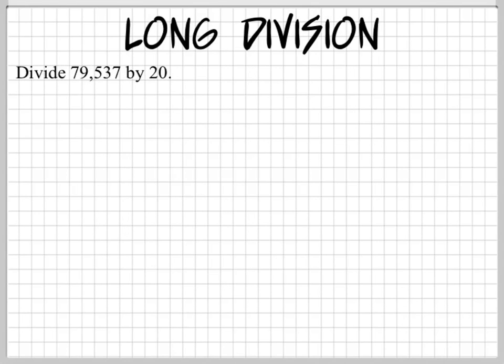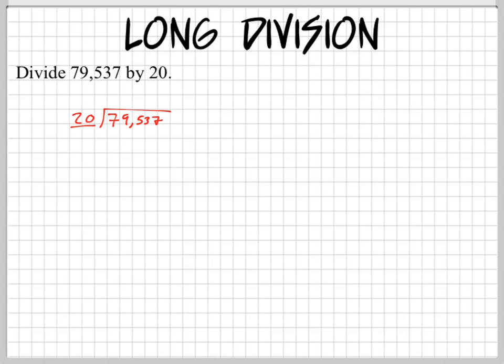Now I'm bringing up this old way of long division because you guys know how to do this. You would set up the 79,537 inside this division house thing. It has a special name, but I can't remember it. And you're dividing it by 20. You put the 20 on the outside.